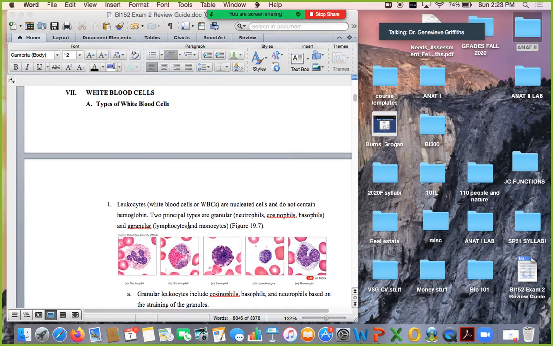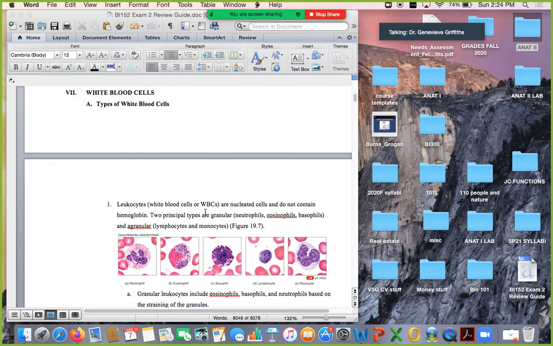Okay, so let's move on to white blood cells. White blood cells are called leukocytes, and these guys are nucleated. As you remember, the red blood cells had no nuclei. They also do not contain hemoglobin, so they're not there to drop off oxygen or deliver anything to the cells. What they're there for, well, there's a couple of reasons, but generally they're going to be involved in the immune response. So they're going to be the ones that help attack foreign invaders.